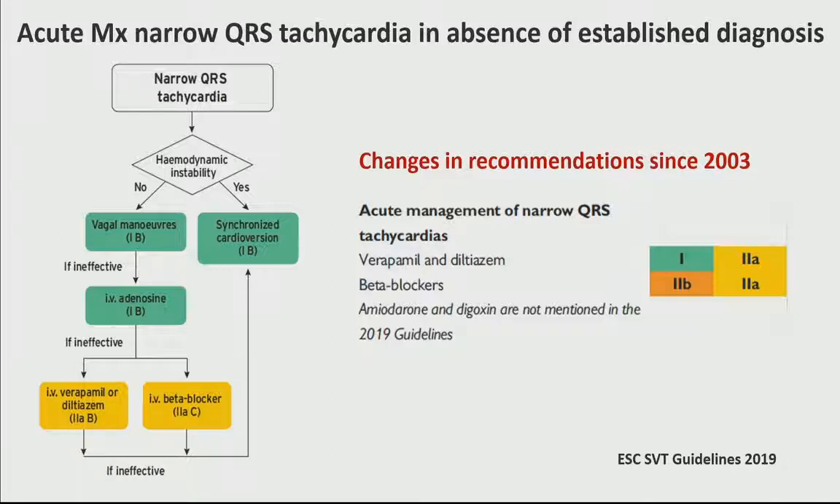And then if that's ineffective, then you can consider your calcium channel blockers and beta blockers, which have actually been downgraded somewhat from a 1, 2B to 2. And interestingly, amio and digoxin are not mentioned in the guidelines, but they still remain, I believe, in the UK resus guidelines. But worthwhile knowing that vagal maneuvers, adenosine, and these drugs are the key in the acute management when you don't know what the established diagnosis is, which is often the case in A&E.